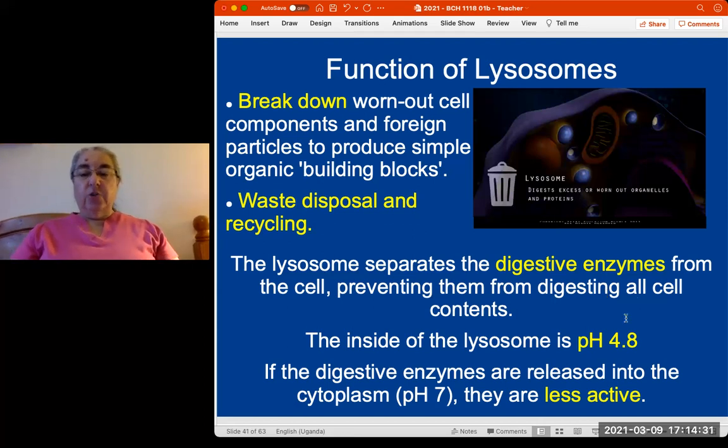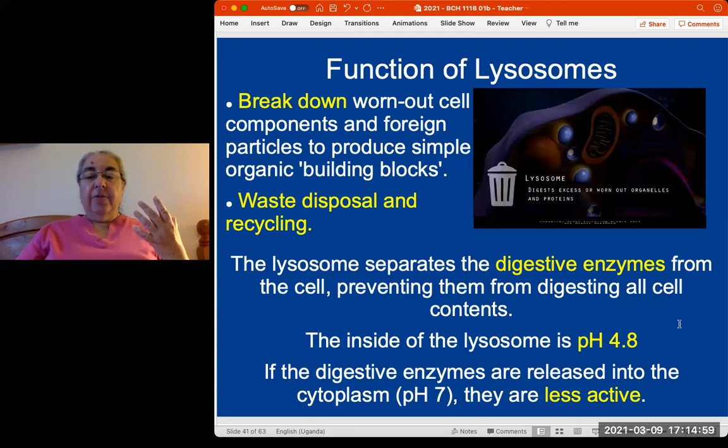And another way that they're controlled is that the inside of a lysosome is quite acidic, about pH 4.8, and that is the pH that the lysosome enzymes work best at. So if a lysosome is broken open, for instance, and its contents released into the cell, the pH of the main cytoplasm of the cell is about neutral, about pH 7. So the digestive enzymes are less active at that pH than they are at pH 4.8. So that is a second way that the cell protects itself from digesting itself with its own digestive enzymes.